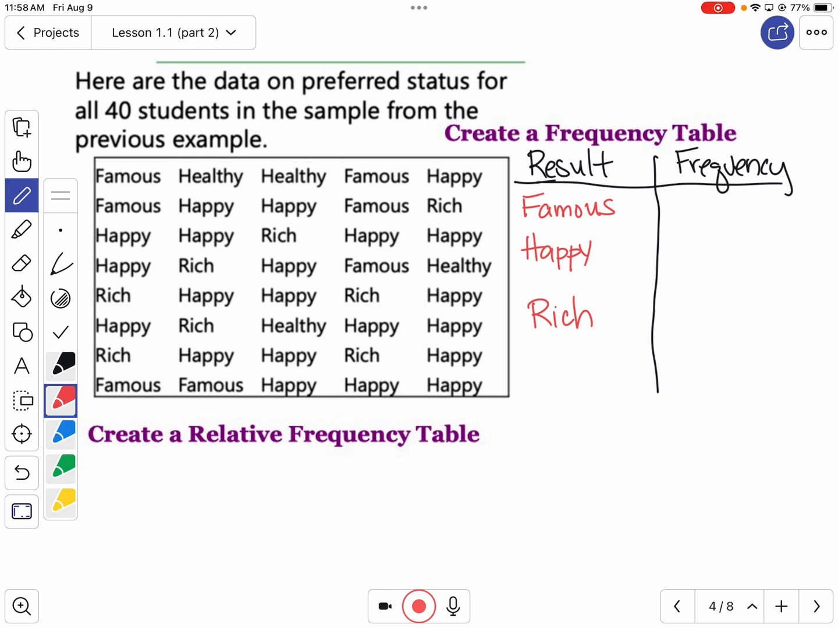It was healthy on there too? All right. I like alphabetical order, so I'm going to put them in there that way. Famous, happy, healthy, or rich. Those were our options. And then how could we get the frequency? Count them up. Go for it.